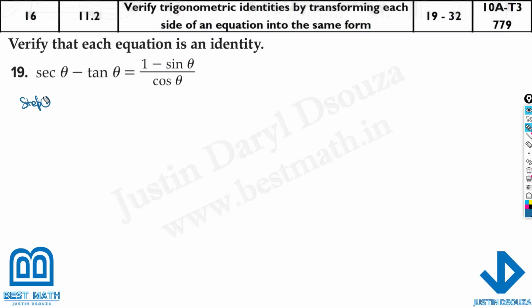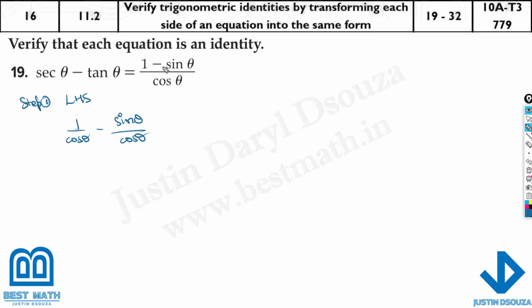Let's take the left hand side, LHS. Let's transform this. What is secant exactly? It's 1 by cosine theta, right? Minus, what is tan theta? It is sine theta by cosine theta. Now I can easily tell this is done. You don't even need to transform the right side.